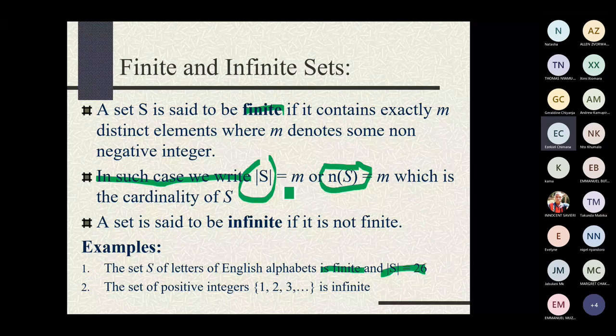But what about the set of positive integers? You can count on and count on and count on. So that set is infinite. The set of positive integers stretches up to positive infinity. So that's the difference between finite sets and infinite sets.